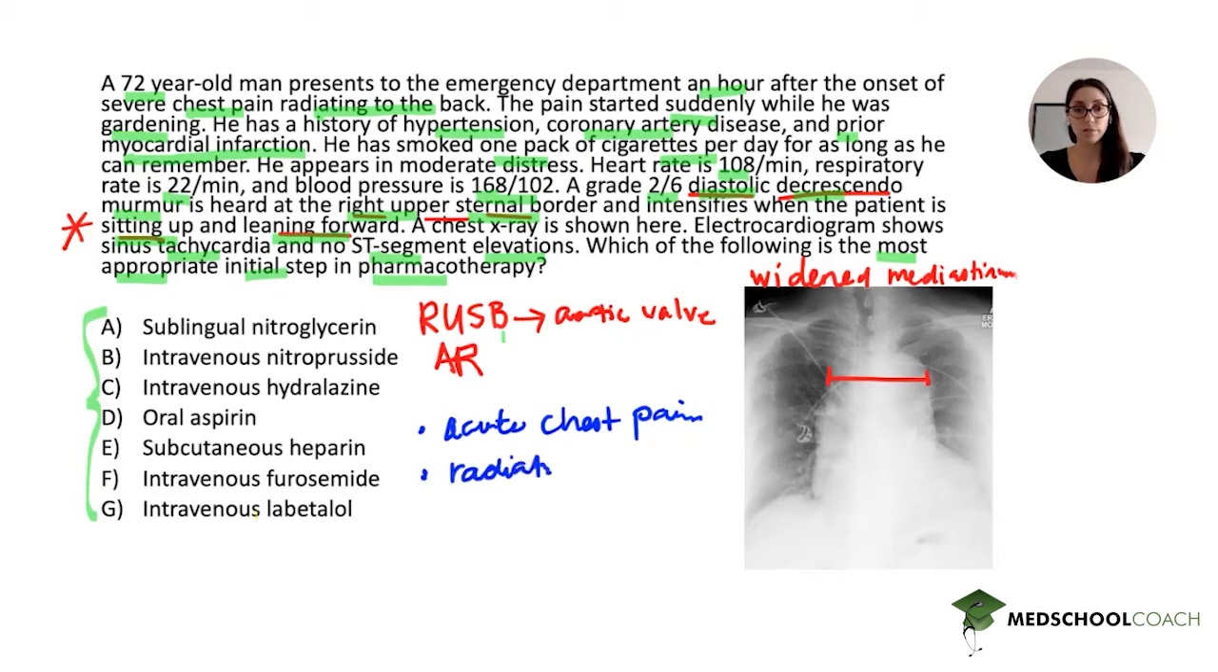So radiation to the back. Okay. Then we keep reading, and he has this history of hypertension, coronary artery disease, and prior MI.